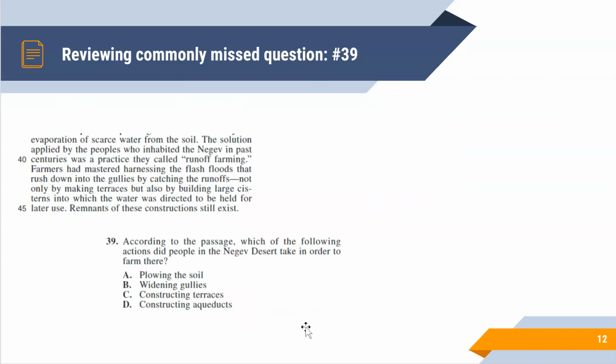Finally is question number 39, the second to last question. Again, pause if you'd like to try to answer it. Otherwise, I'll come back to you in a few seconds.